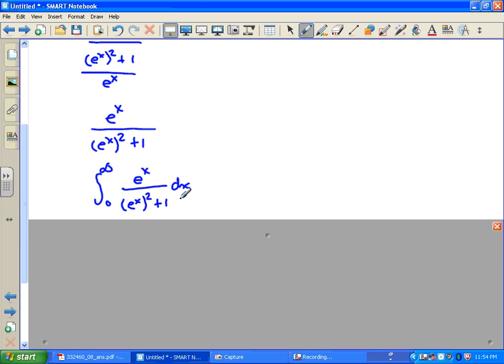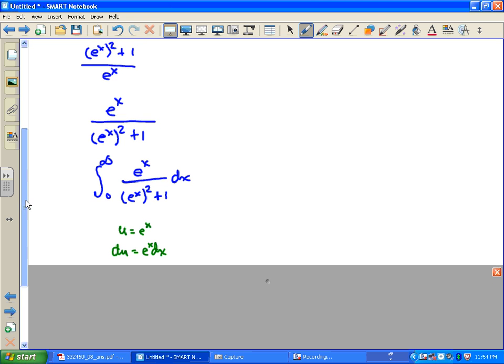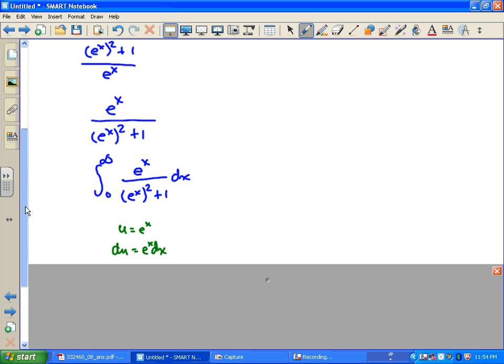Now, is it u substitution or integration by parts? Think about it for a little bit. See what you want to decide to do. And if you said u substitution, you are correct. Hopefully you pick the right u, because here we go. My u is going to be e to the x. My du is going to be e to the x dx.